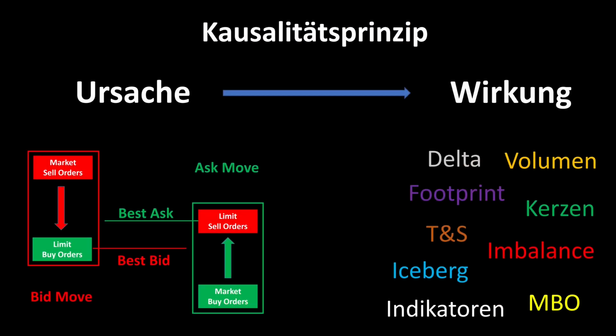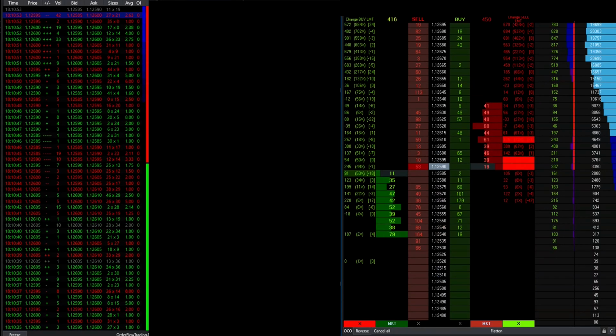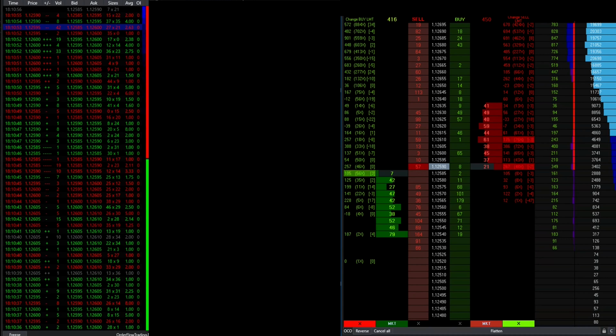Not only candles are created from the DOM, but also volume, footprint charts and indicators. From a temporal perspective, all of these factors only take place after the cause and are therefore ultimately just a result, nothing more. And how can you use the effect to improve your winning ratio if you don't know the cause? Okay, let's go back to the DOM, since this is where the cause of the price movements takes place.